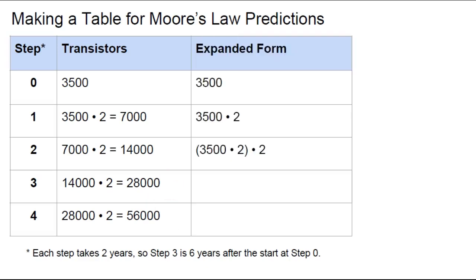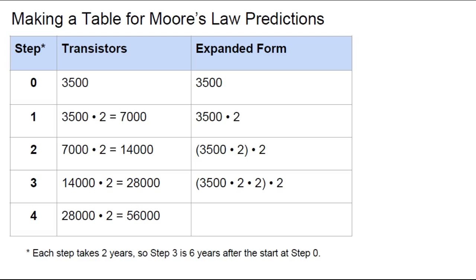Now, to expand this out, this is going to help me get to a form where I can see what's going on here. So my first two steps, step 0 and step 1, are going to be the same. I'm still going to write those equations the same way. But then in step 2, I've got 7,000 times 2. Instead of writing 7,000, I'm going to write that as 3,500 times 2. So I've got 3,500 times 2, that's my 7,000, times 2. So every time I'm going to take the calculation I used from the previous step and then multiply that by 2.